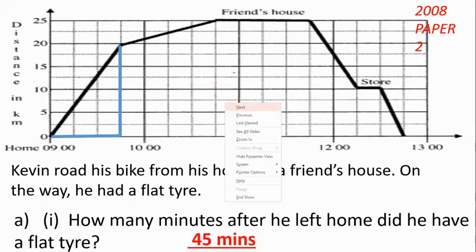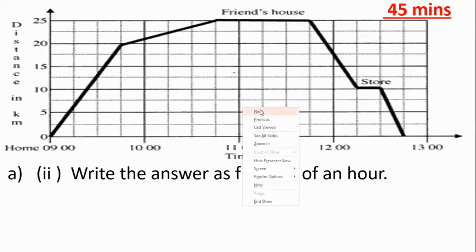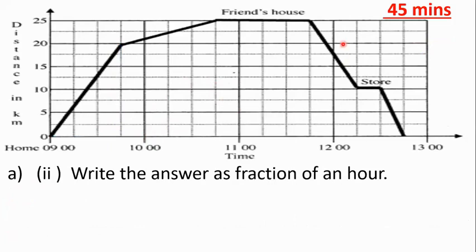Let's keep going. Good. So this was the answer from part A, 45 minutes. Write your answer as a fraction of an hour. How would we write that? 45 minutes as a fraction of an hour. Three-quarters? 3/4 of an hour.